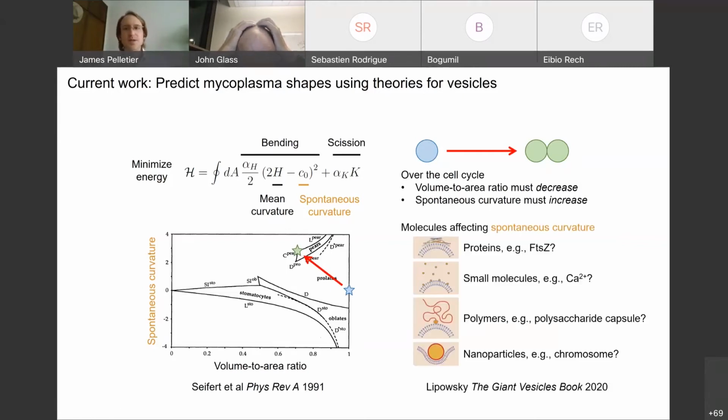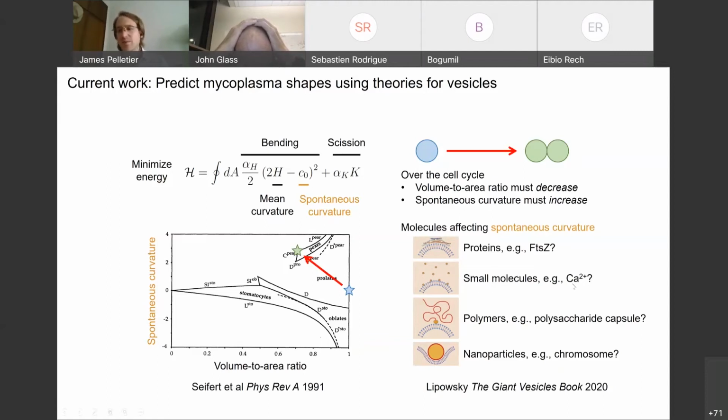So what are different ways that the spontaneous curvature can increase? There's a wide range. These are reviewed in work on vesicles. One is proteins such as FtsZ. But within this framework, we can expand our perspective on different ways that the cell could do this, because we know that FtsZ is not alone sufficient, and there's also data that FtsZ isn't even necessary for the cell to divide.